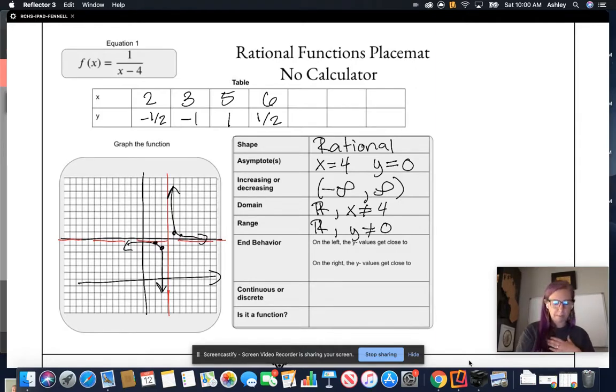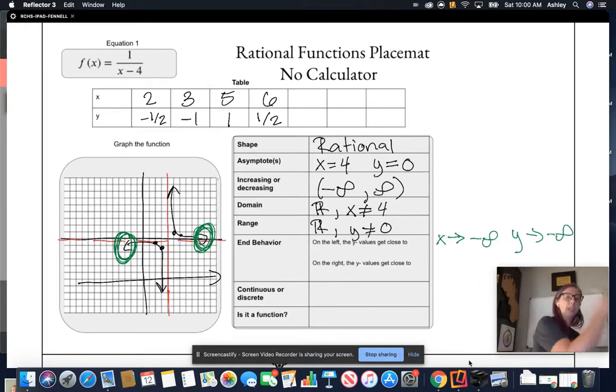End behavior. Okay, remember we're looking at the arrows. We're looking at the arrow furthest to the left and the arrow furthest to the right, and we're asking ourselves, where are those heading? So on the left, the way we say this is, as x goes to negative infinity, what are my y values doing? Y goes to negative infinity. See how that arrow is moving to the left?